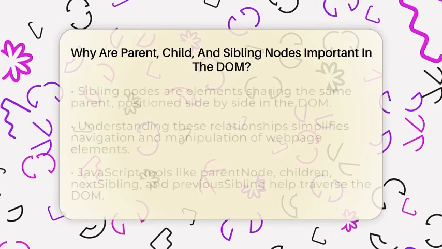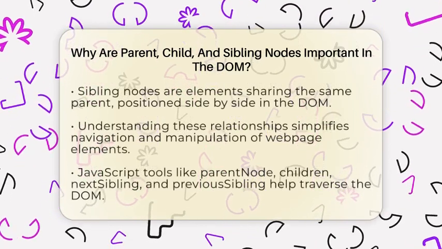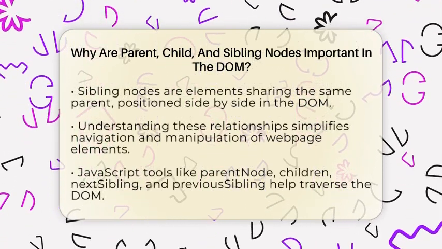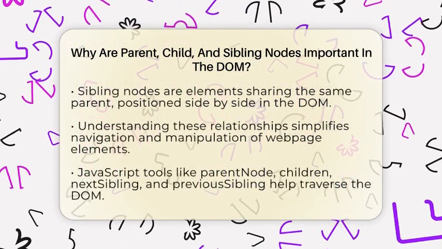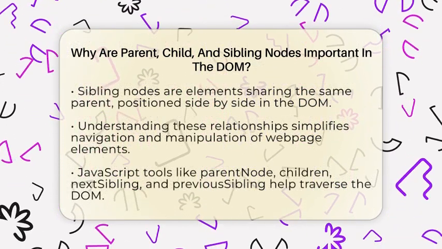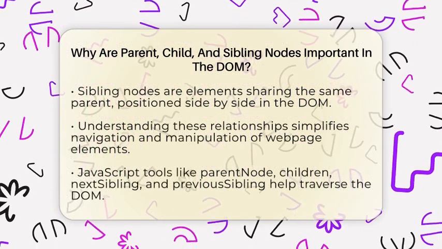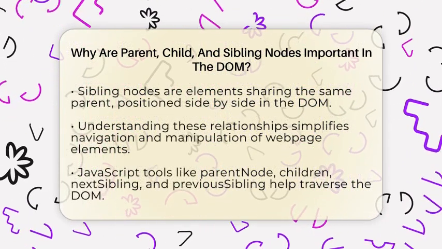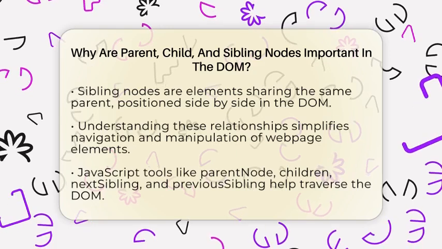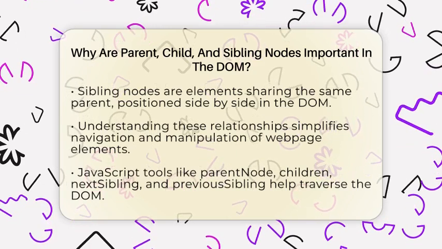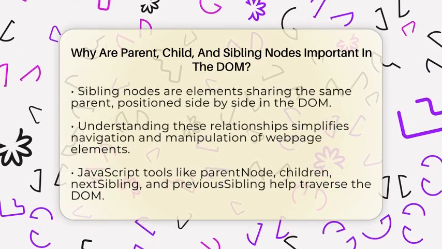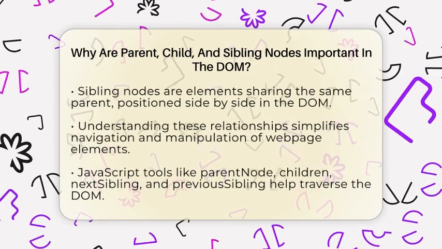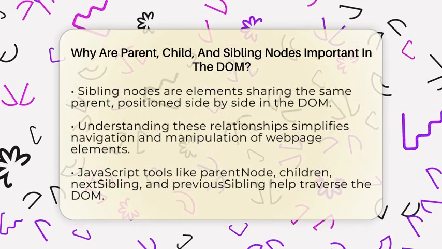Child nodes are the members inside the parent. They can be other elements, text, or even other nodes. If you think of a list, each list item is a child of the list itself. Accessing child nodes allows you to target specific parts of a section. For example, you can loop through all list items to change their color or update their content. Child nodes are the building blocks you work with when you want to modify parts of a web page.